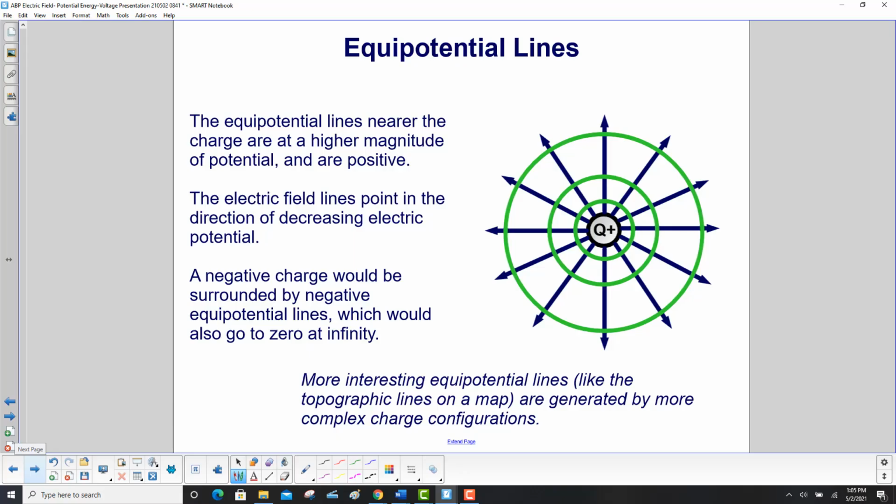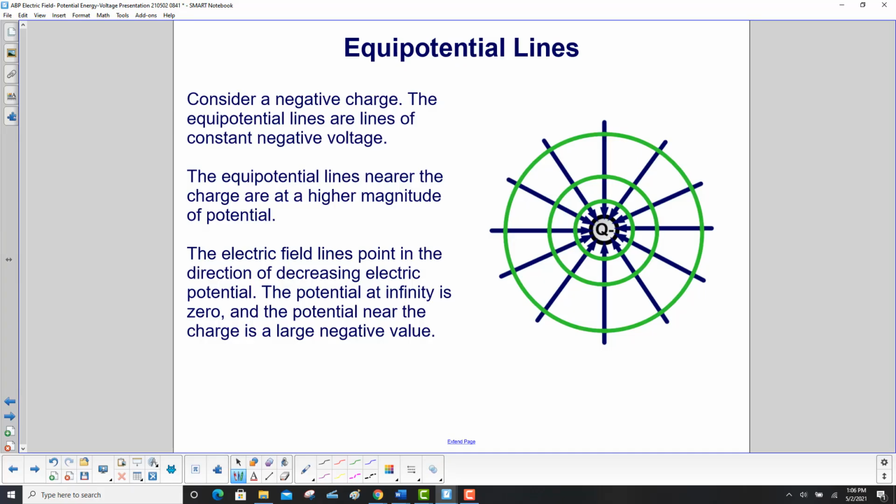The equipotential lines nearer the charge are at a higher magnitude of potential and are positive. The electric field lines point in the direction of decreasing potential, right? Because out here the potential is 0. A negative charge would be surrounded by negative equipotential lines, which would also go to 0 at infinity. More interesting equipotential lines, like the topographic lines on a map, are generated by more complex charge configurations.